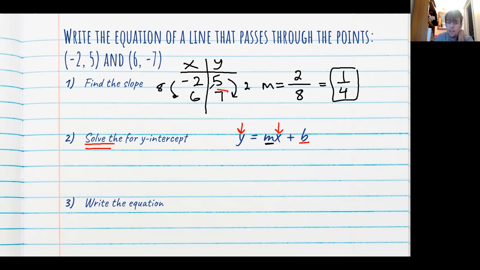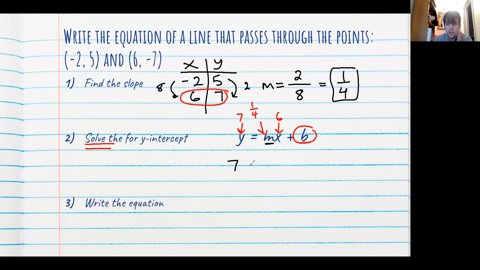So I'm going to pick this one. Doesn't matter which one. I'm going to pick this one, 6 and 7. 6 is my x coordinate, 7 is my y coordinate. And I'm going to use the slope that we just figured out here, right? So this is 1/4. Now I have an equation that is only missing one variable. I'll be able to solve and figure out what value will make this equation true. So I'm going to write this equation out.